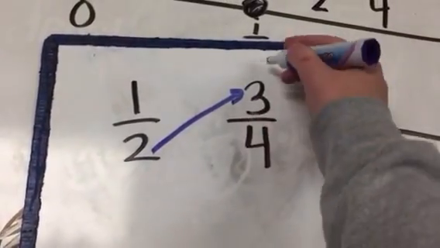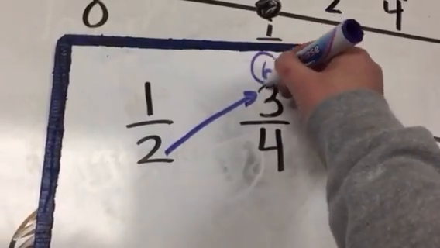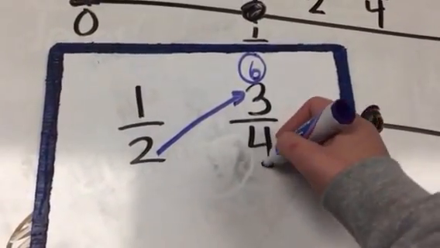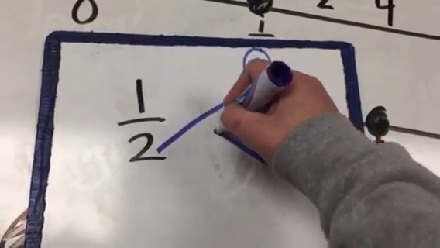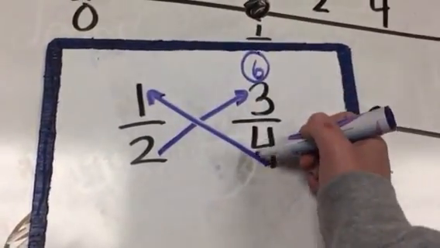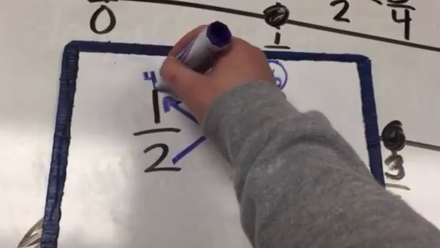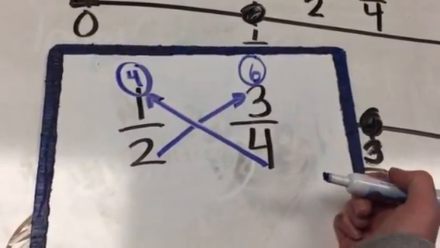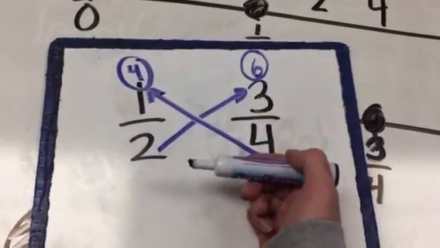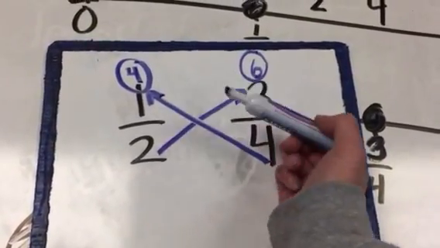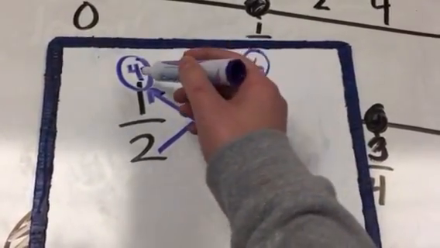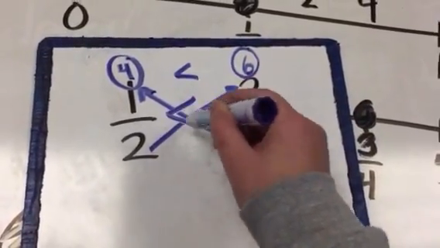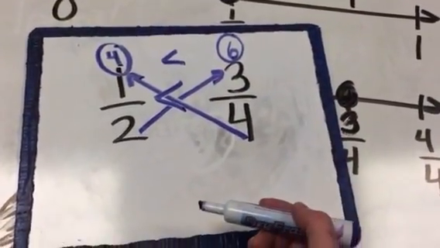2 times 3 is 6. Okay? Now bottom to top. 4 times 1 is 4. Okay? So what is larger, 4 or 6? 6 is larger, right? So you're going to say 4 is less than 6. So 1/2 is less than 3/4.